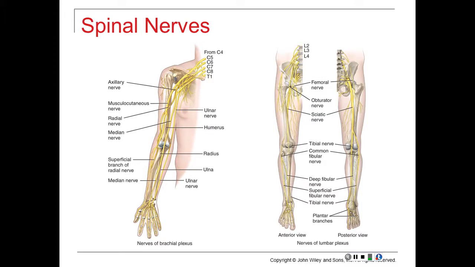Just to point out, for the most part, the nerves are named after the specific bones that they're around. For instance, the ulnar nerve is in front of the ulna, the radial nerve is in front of the radius, the median nerve is in between, the axillary nerve is in the axillary area, and the axillary nerve actually branches off to form the radial and ulnar nerves. So that's something interesting as well. The femoral nerve over here is branching off to form a couple other secondary nerves, the tibial nerve, fibular nerve, etc.